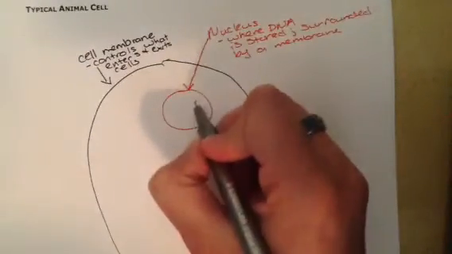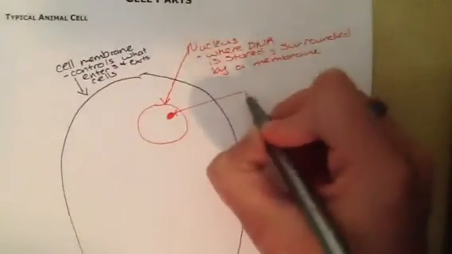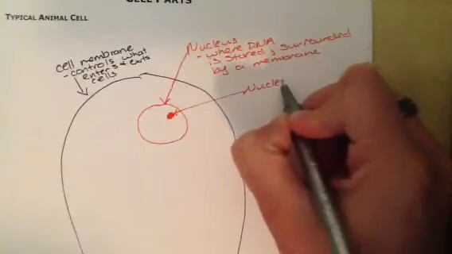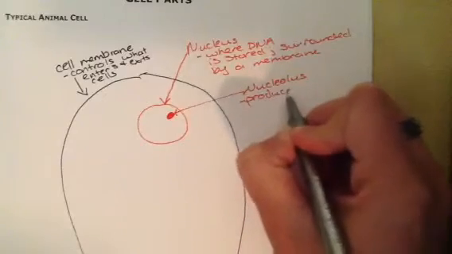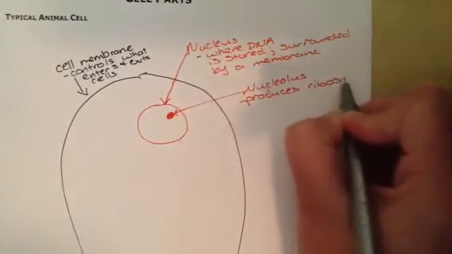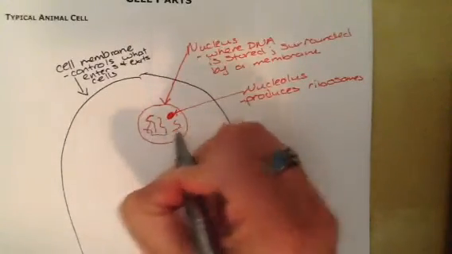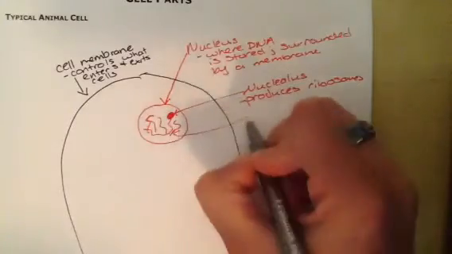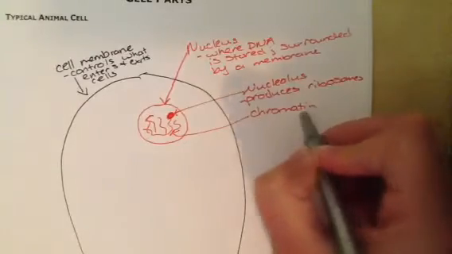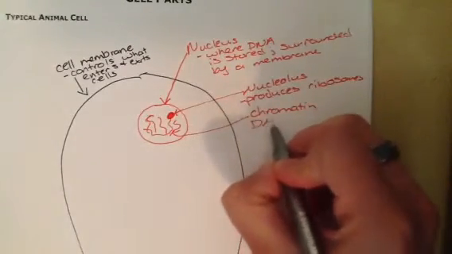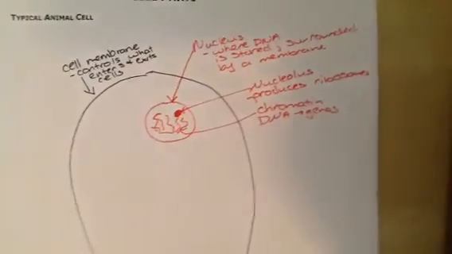Also, in the nucleus, you'll see it's usually represented as a little dot. It's the nucleolus, and what it does is it produces ribosomes. That's where ribosomes are made. And then the last thing that you'll see in a nucleus, and you don't always see them quite like that, but for this picture we'll do it, is the chromatin, or chromosomes. Chromatin is DNA and proteins combined. So just think it's the DNA, or your genes, that's also stored in there. That's the job of the nucleus.